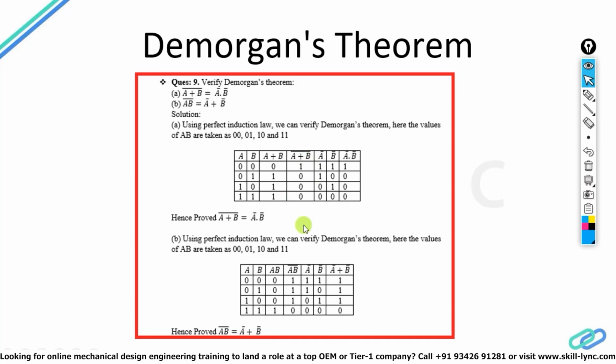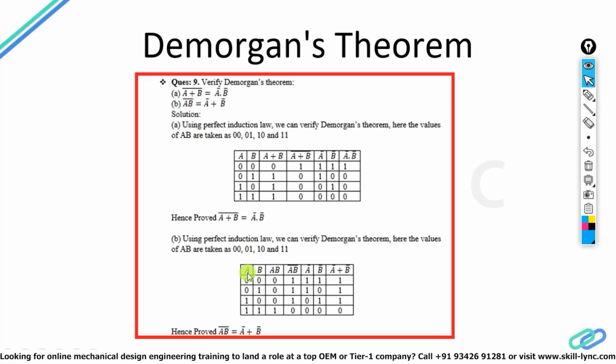So this is the case. (A plus B) whole bar equal to A bar into B bar. And this is the DeMorgan's theorem. (X plus Y) whole bar equal to X bar into Y bar. Okay. Now come to the second part, that is (AB) whole bar equal to A bar plus B bar. For (AB) whole bar we have to take the values of A and B. Then we have to find out AB and then we have to take (AB) whole bar.